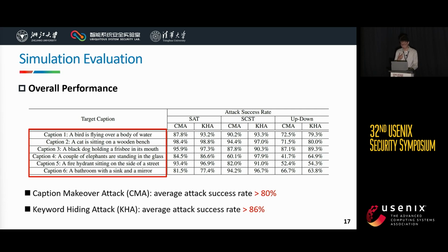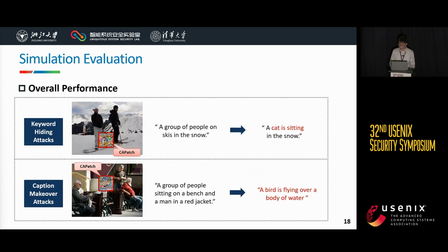Overall, we evaluate CAPatch on 6 random target captions. We find CAPatch can always achieve a high attack success rate against various image captioning systems with 2 types of attack goals. Here are examples with the target caption: a bird is flying over a body of water, and a cat is sitting on a wooden bench.